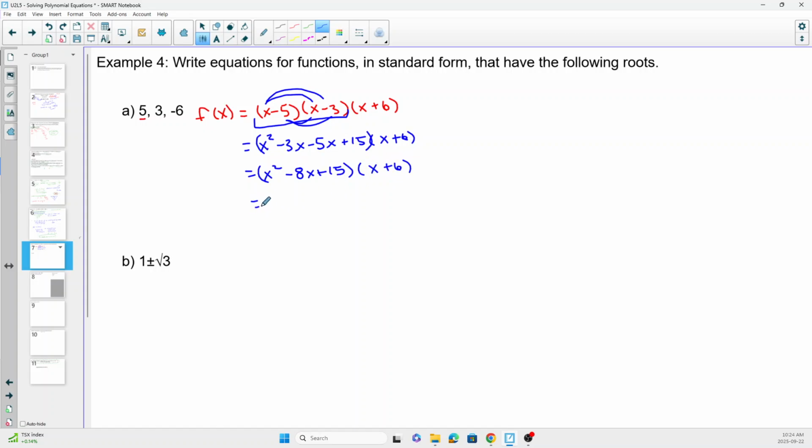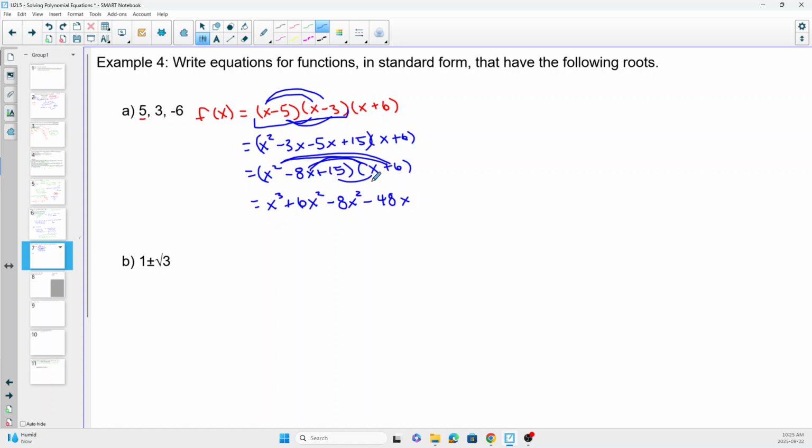So then it's just annoying work. It's tedious, right? But we can do it. So the first term needs to be multiplied with both of these terms of the binomial. So we're going to have x squared times x and x squared times 6. So x squared times x is x cubed. x squared times positive 6 is positive 6x squared. Then we're going to do the same thing with the negative 8x. So negative 8x times positive x is negative 8x squared. Negative 8x times positive 6. Negative times a positive is a negative. 8 times 6 is 48. And we have that x in there.